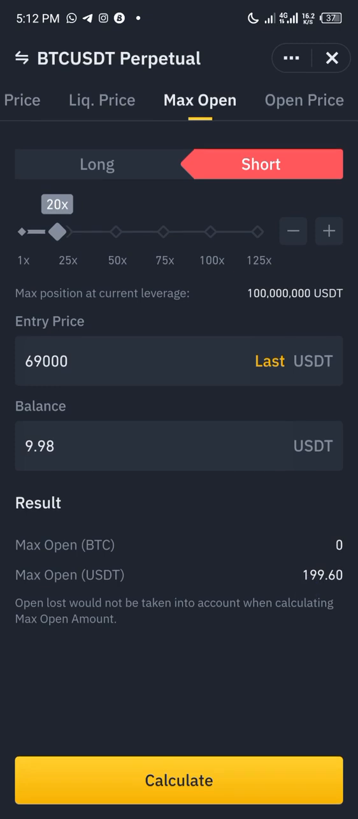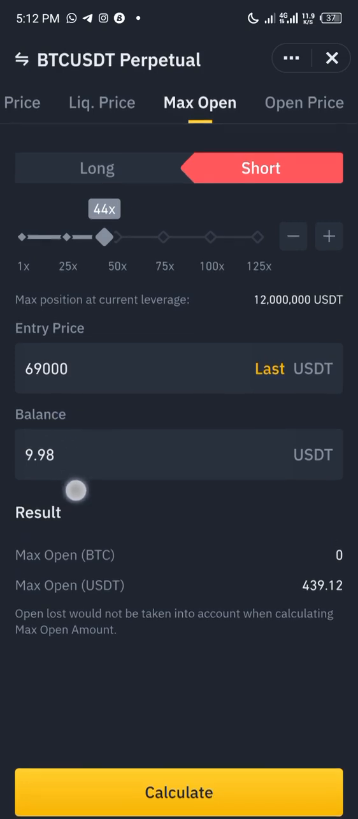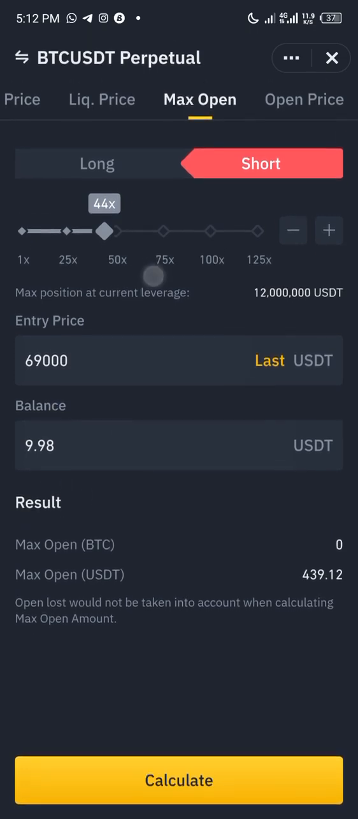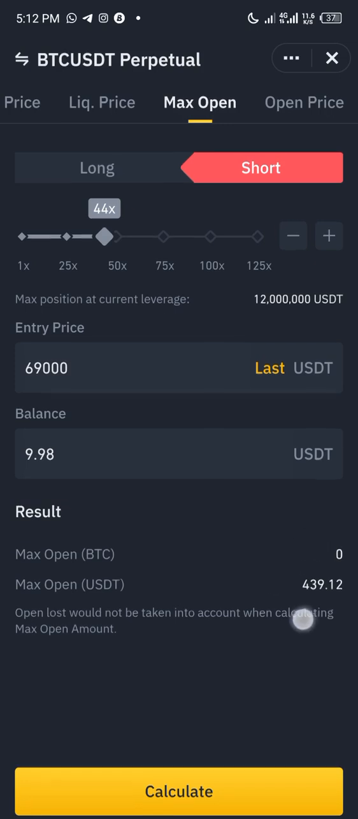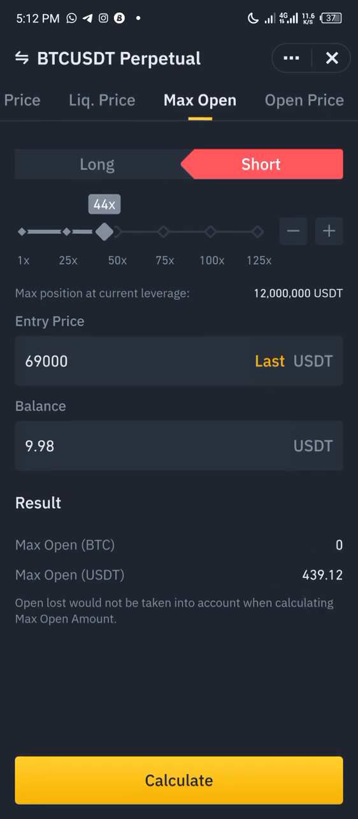That is, I can only enter a trade with a maximum amount of 200 USDT using my current balance and this current leverage. If I increase the leverage to maybe 44x, let me click on calculate. If I'm using 44x leverage and the price of BTC is $69,000, and I just have $9.9 in my wallet, I can only trade a maximum of 439 USDT using the power of the leverage. So that's how you calculate your max open for short position in futures trading.